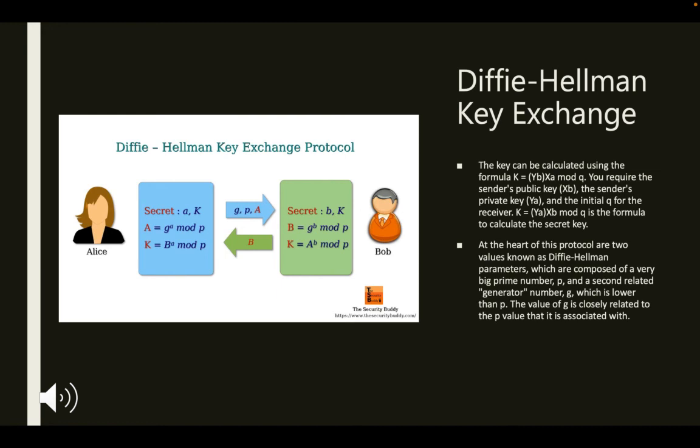At the heart of the protocol are two values known as Diffie-Hellman parameters, which are composed of a very big prime number, P, and a second related generator number, G, which is lower than P. The value of G is closely related to P.